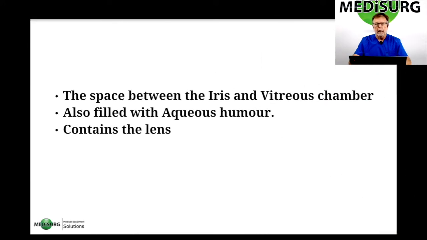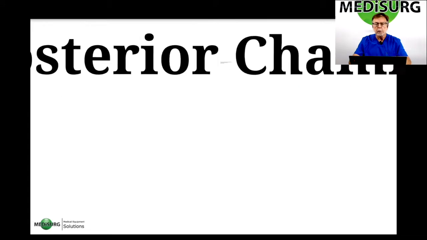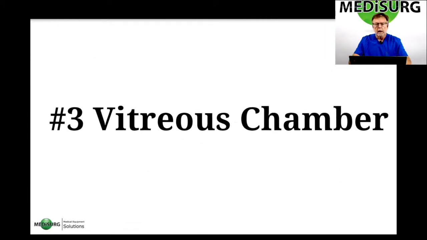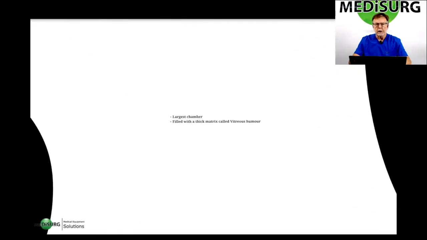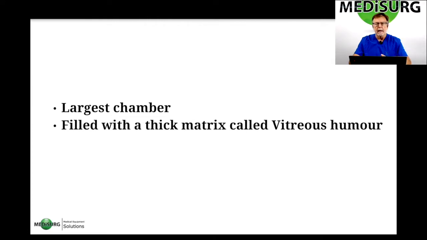It's filled with aqueous humor as well, and this is the part of the eye that contains the lens. So when a cataract develops, this is the area where the ophthalmologist focuses to remove the cataract. And finally, we have the vitreous chamber. This is the largest chamber in the eye, and it's filled with a thick matrix called vitreous humor.